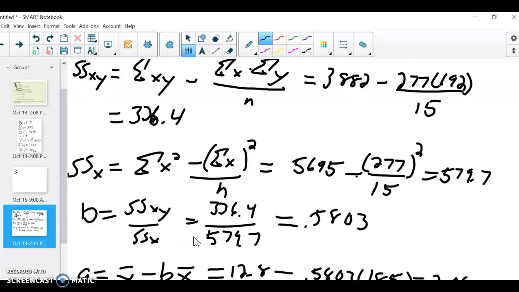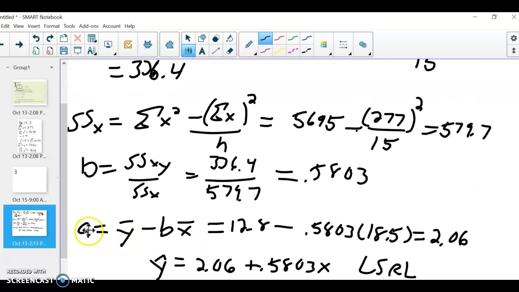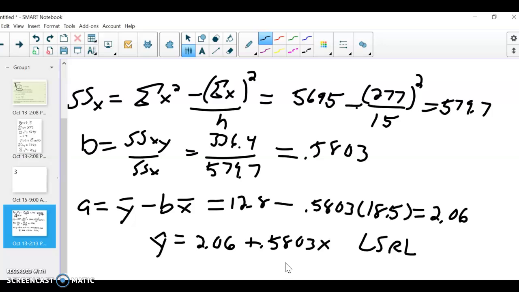Okay? Then we need to find our y-intercept, which a stands for the y-intercept. So that formula is y bar, the mean of y, minus the slope times the mean of x. So again, I already found all these numbers. I just found my slope. So I plug this number in, and this number in, and I get a y-intercept of 2.06. And then the last thing you do is write your y-intercept and your slope in your equation. So here's my y-intercept, here's my slope, there's the least squares regression line, and that matches what I would find in the calculator.